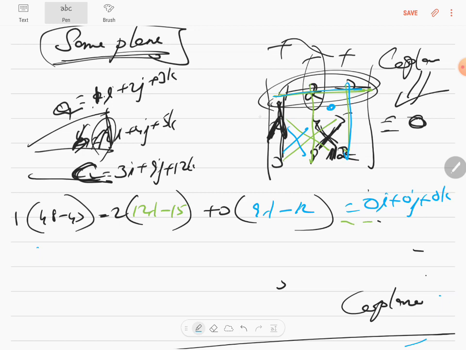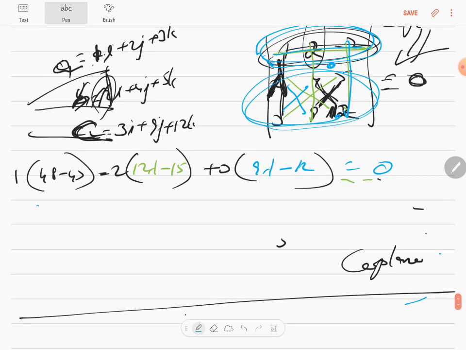You are crossing and yet dotting, so it will become a scalar. A cross product will result in a vector, but you are dotting with this eventually, so it will result in a scalar. So then this is not 0i plus 0j, it's just 0, that's all. Then just solve it, you get the value of lambda.